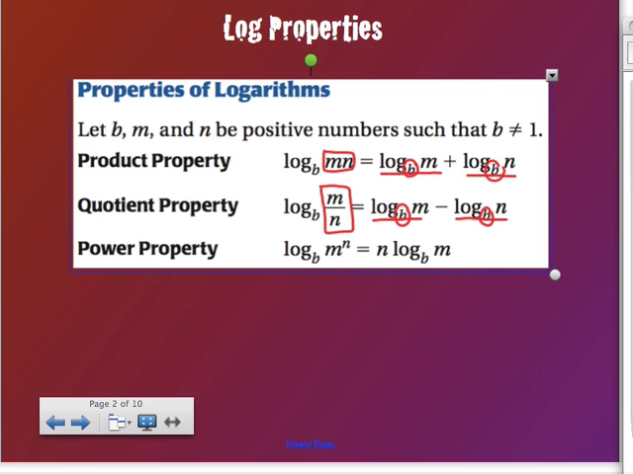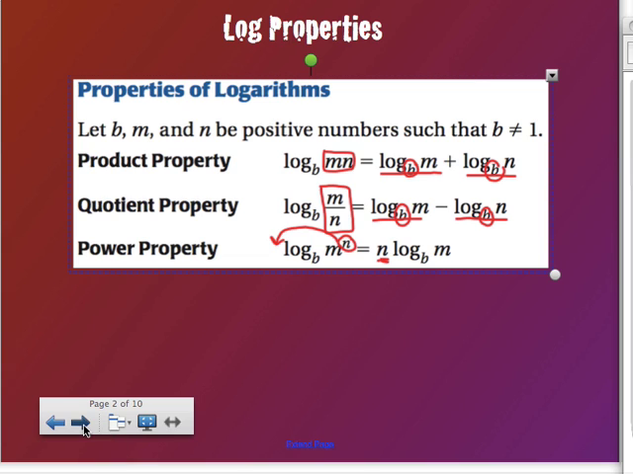And then finally, the power property: if I have a number to the nth power, I can take that n, that power, and throw it out front. Instead of log base b of m to the n, that's equivalent to n times log base b of m. So the n is no longer even in the log, it's just out front being a multiplier instead.